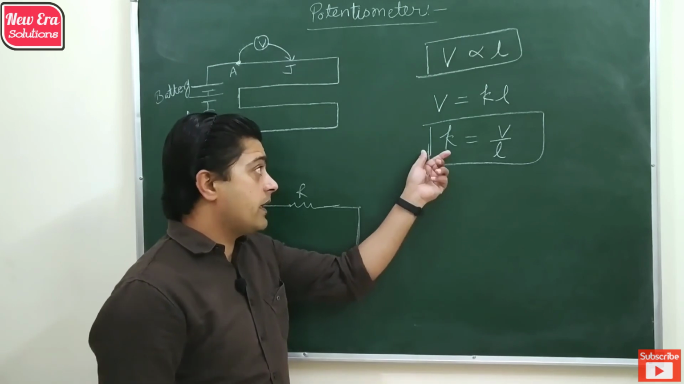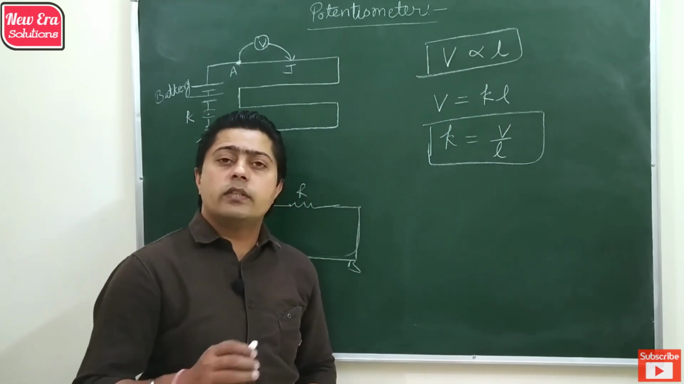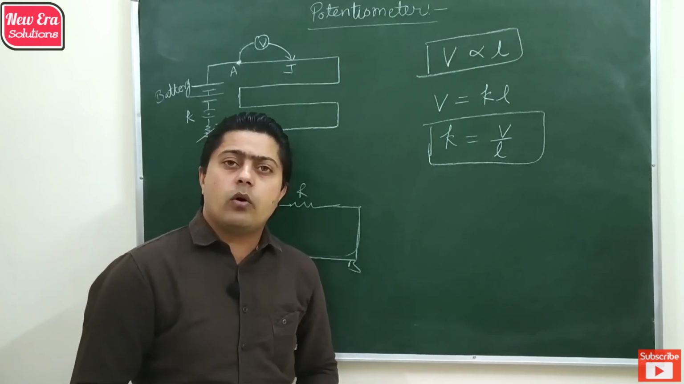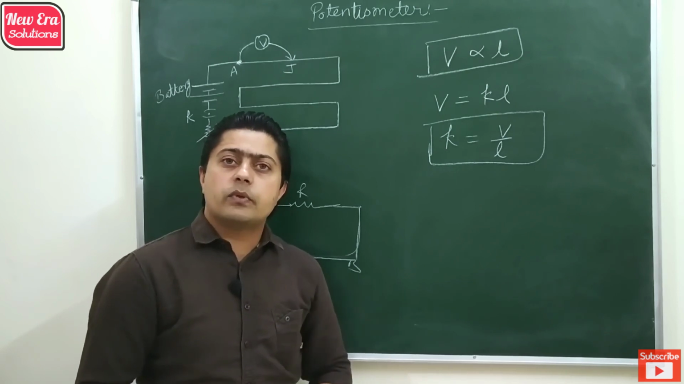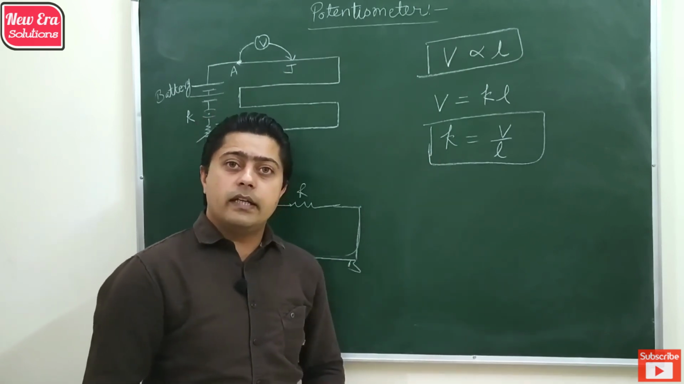So potential gradient is basically the potential per unit length, which behaves like a least count. So per centimeter of the wire, how much the potential will change is shown by the potential gradient.